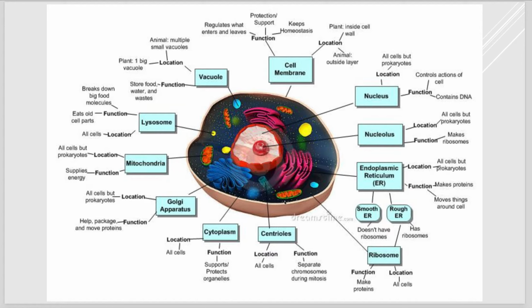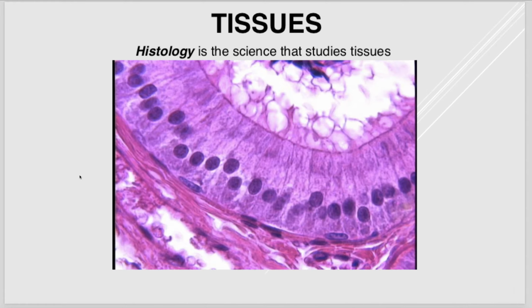The centrioles are going to make what's known as the spindle apparatus during cell division, and this is what helps to separate the chromosomes. And I think those are all the ones that you should be familiar with for the exam. Okay, then we talked about tissues.